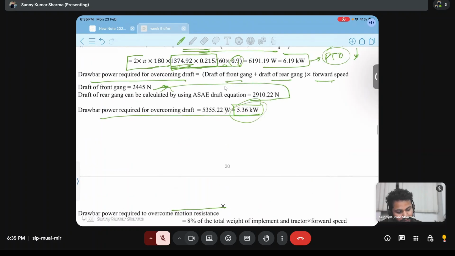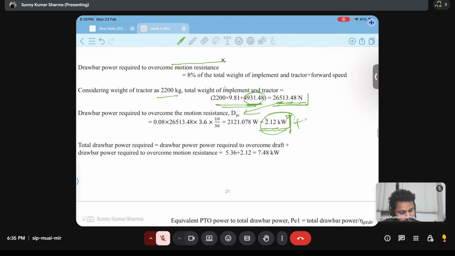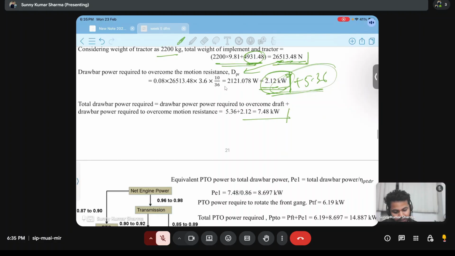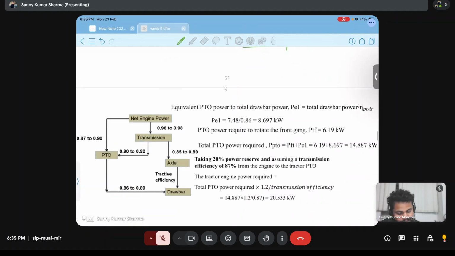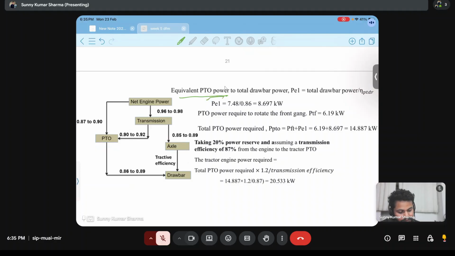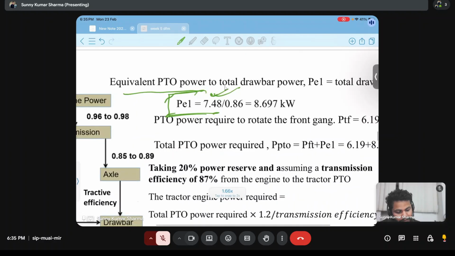And for overcoming the draft, this is the power requirement: 2.12 plus 5.36 is the drawbar power required for overcoming both draft and motion resistance. So this will come as 7.48. This is the total drawbar power required. And we were discussing what should be the equivalent PTO power. So equivalent PTO power is PE1 plus PE2. PE1 is the power required for moving only, from PTO power. So 7.48 was the drawbar power.